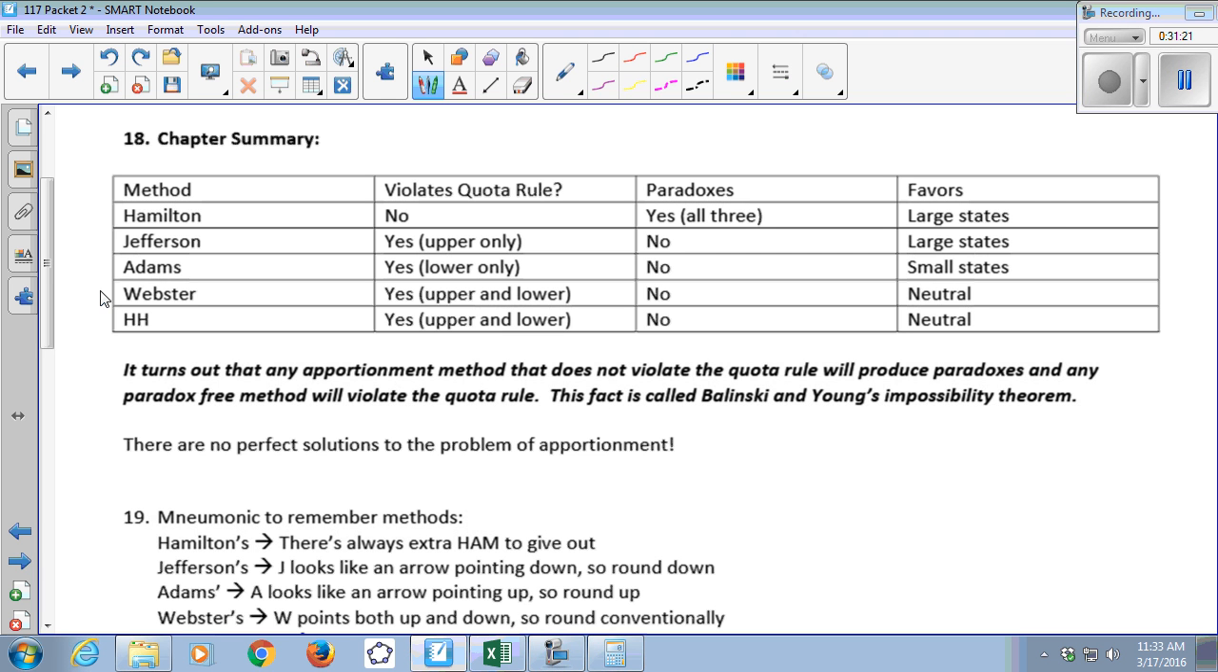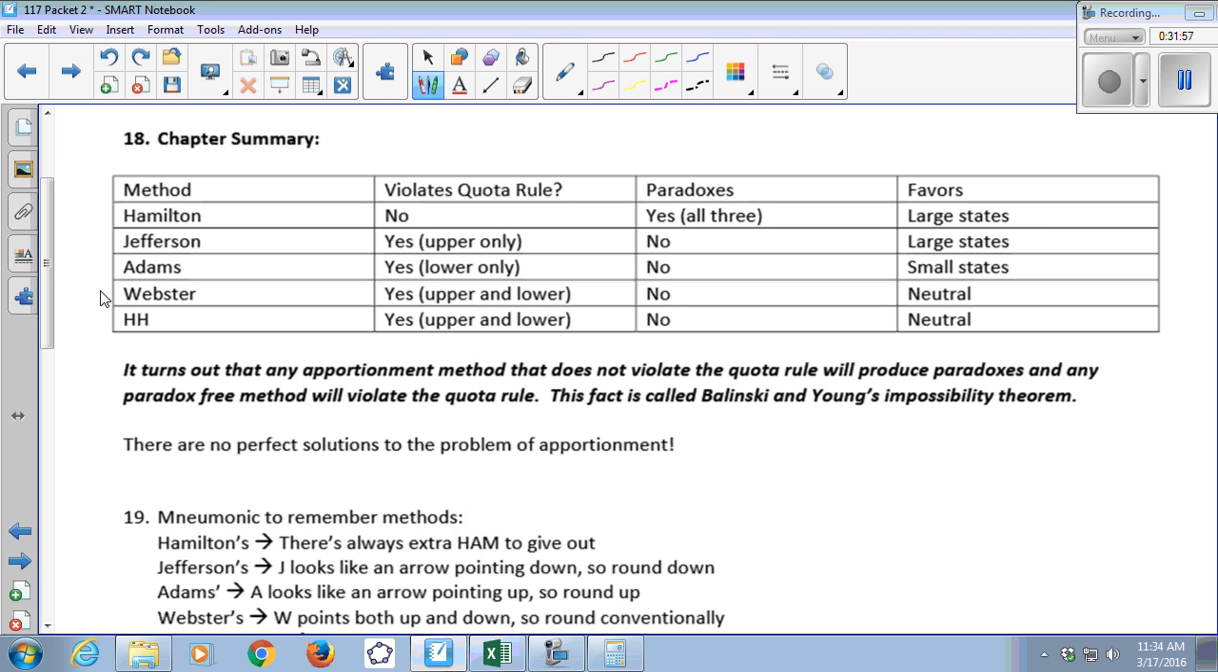But then we look at paradoxes, right? And we say, well, Jefferson's, Adams, Webster's, and Huntington Hill, they never have these weird paradoxes, but Hamilton's had all 3, the Alabama paradox, the population paradox, and the new states paradox. Hamilton's method, it turns out, favors large states. So does Jefferson's. Adams' method favors small states. And then Webster's and Huntington Hill are neutral in terms of their favoritism.